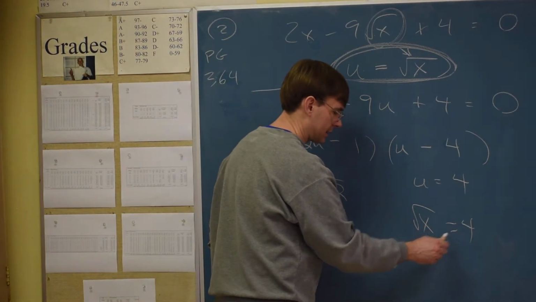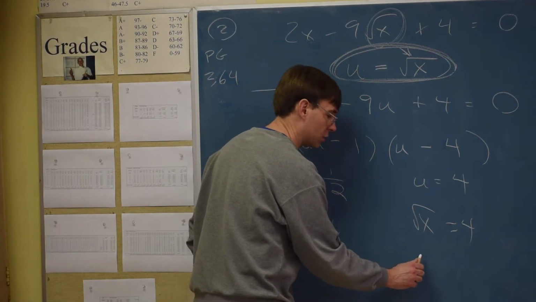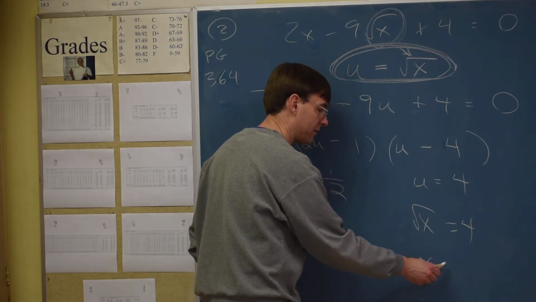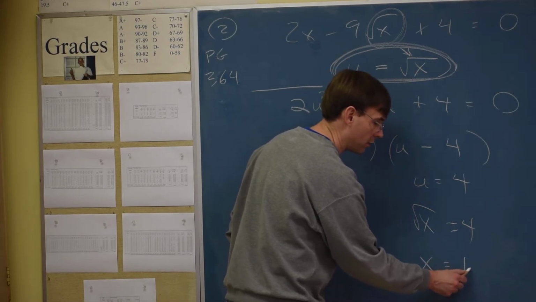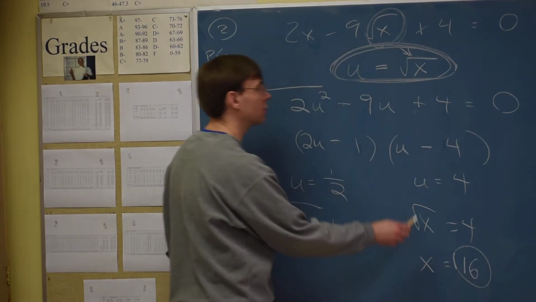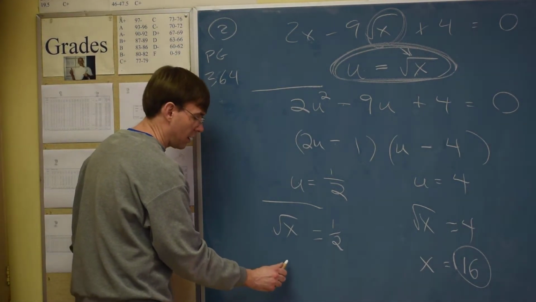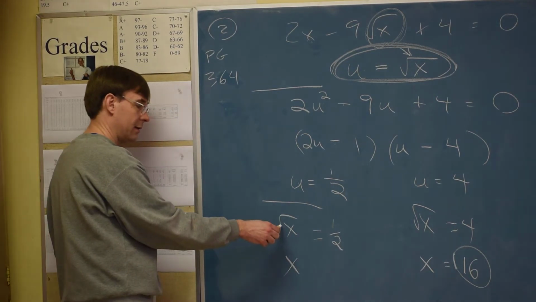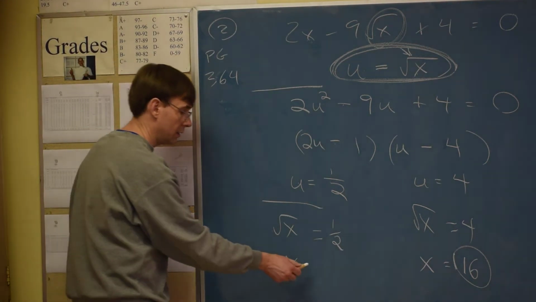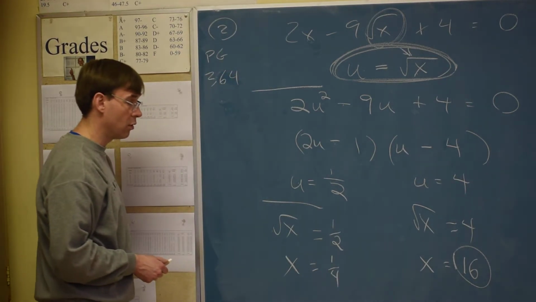For this, now we're just doing an opposite. Okay, the opposite of rooting is squaring. If I square the left, I have an x. If I square the right, 4 times 4 is 16. And that's one of the answers. You can plug it in and check, and that'll work. The other thing over here, we want to square again. Square this, 1/2 times 1/2 is 1/4.